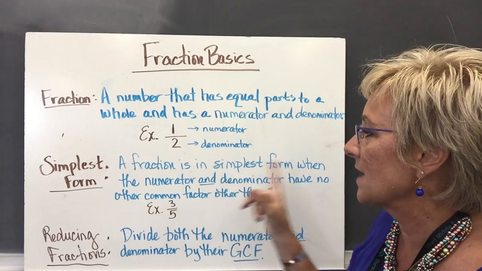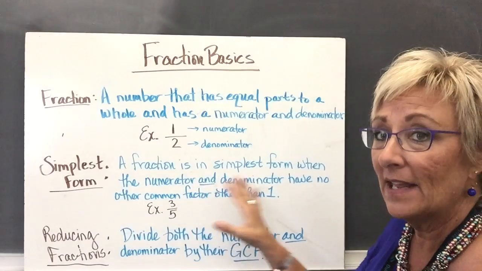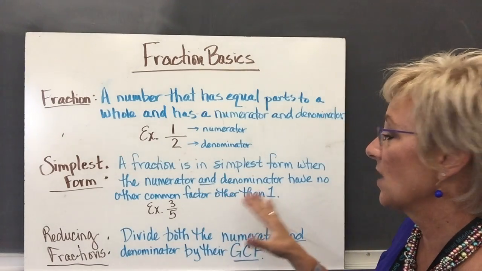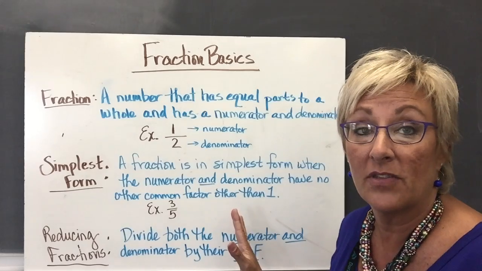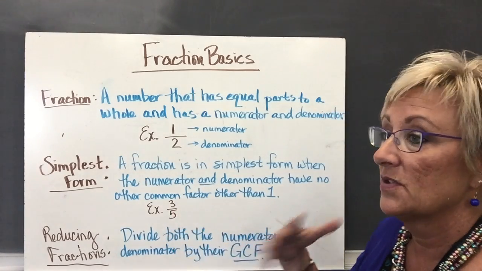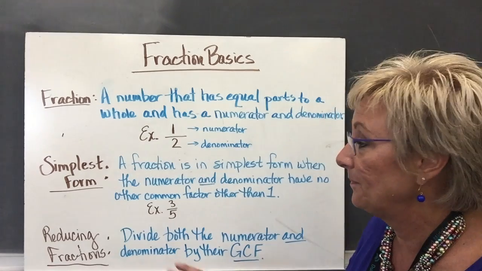A fraction is in simplest form when the numerator and the denominator have only one common factor, that is, they don't have any other common factor besides 1. An example would be 3/5. There's nothing else that can divide into 3 and 5 to make it any simpler except for 1.